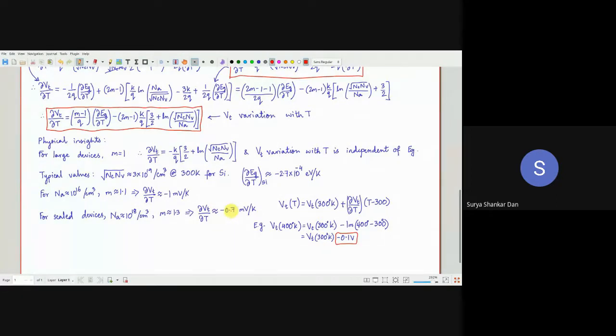Okay. Now, just to keep things in perspective, what are we talking about? For a large, unscaled device, it is minus 1 millivolt per Kelvin, right? So VT at 300 Kelvin, whatever the value, I have simply put del VT del T, the variation with respect to temperature. This is the partial form we can always write, isn't it?